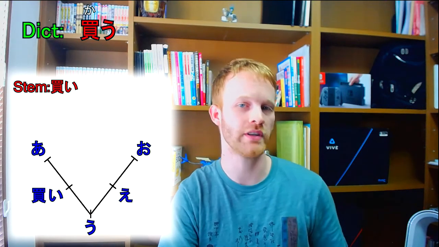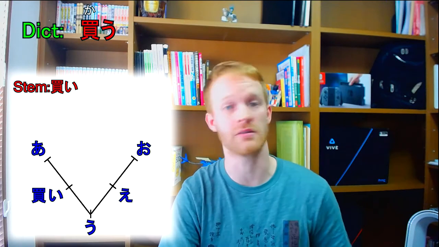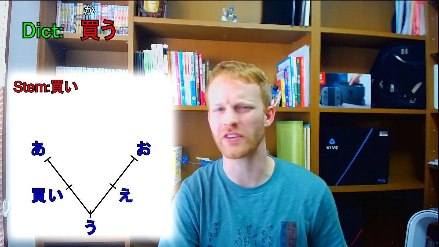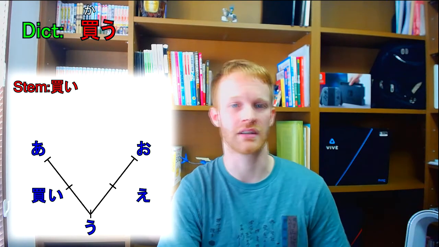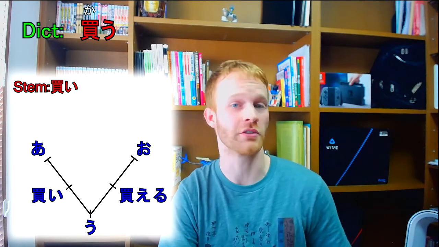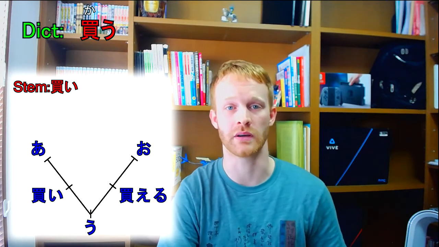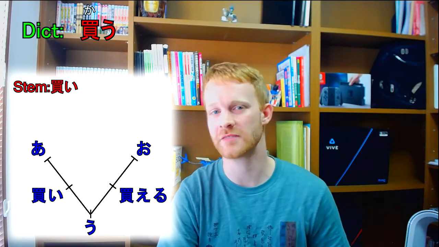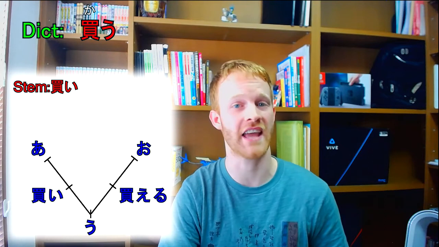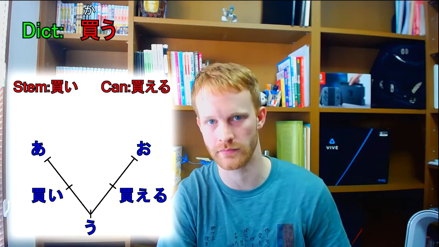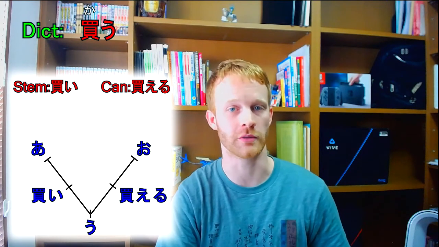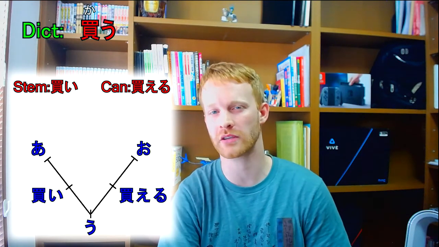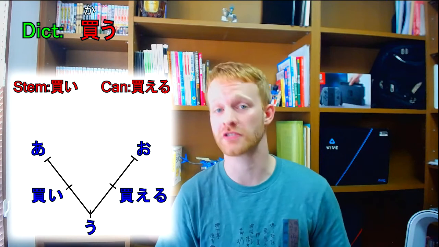So, if U is the dictionary form and I is the mas or stem form, what are the others? Let's start with E. Ka-u becomes ka-e-ru. So the verb that means to buy becomes can buy. It is because of this that this form is called the can form, or potential form. Potential forms of verbs in Group 1 become Group 2 verbs, or Ru verbs, so I'll backpedal to those when I get there.